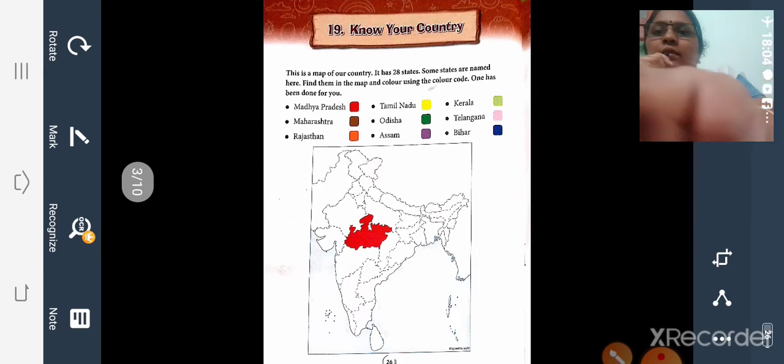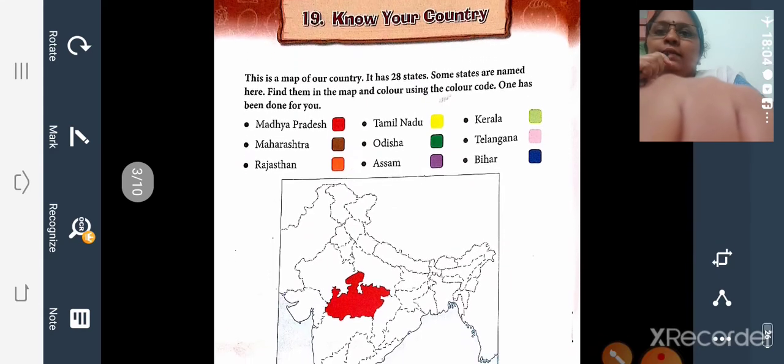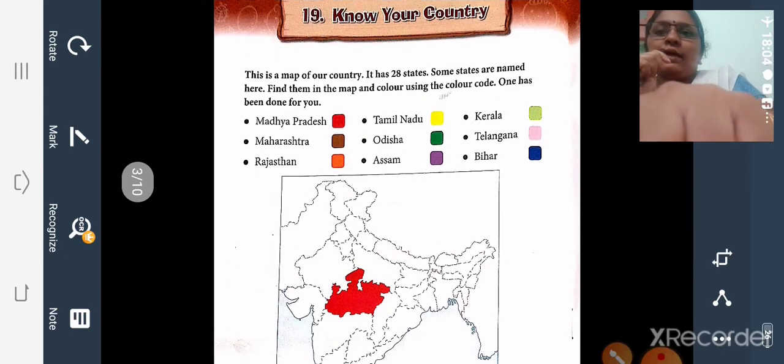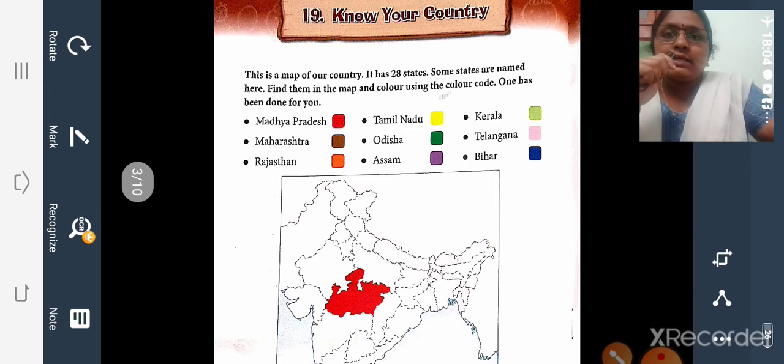Okay, then next one, know your country. So in this lesson we have to study some of the states. This is a map of our country. It has 28 states. So our country India has 28 states. So how many states do we have? Total 28 states. And some states are named here. Find them in the map and color using the color code. One has been done for you.